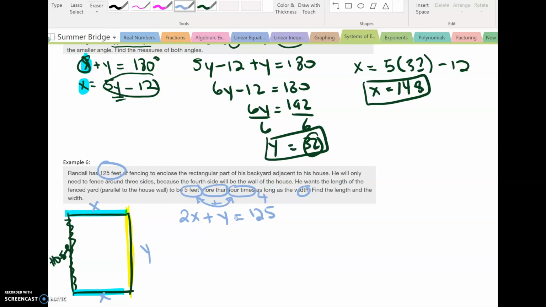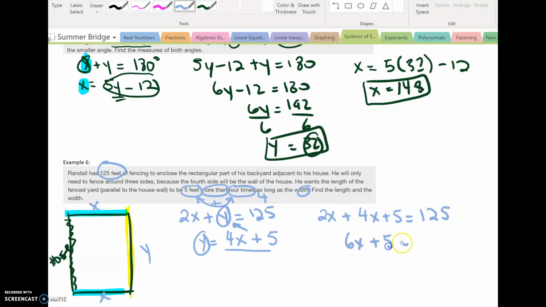So y is the side parallel to the house. So y is equal to 4 times the width, which is x, plus 5. So now I have defined what y is. I'm going to plug my expression in for y. So I'm going to have 2x plus 4x plus 5 is equal to 125.